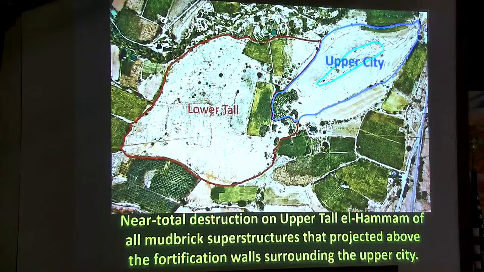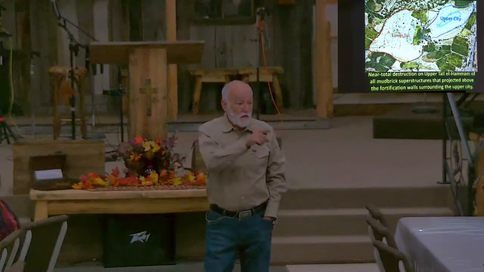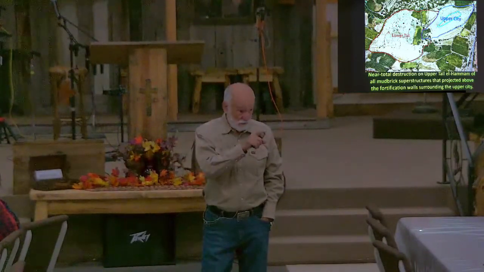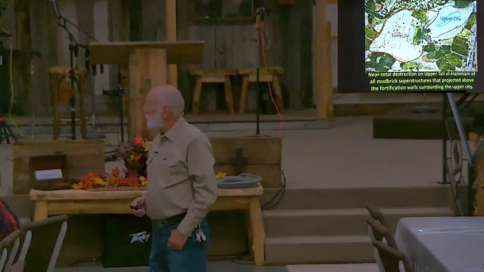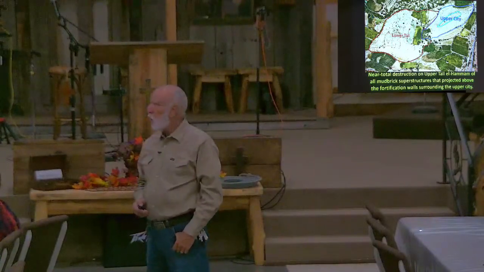Do you have a question? What would be the difference between this and a nuclear explosion? A lot. Let's start with radioactivity. And the other question I will answer, if I don't answer it, get me the question after, but I will answer it. Okay? So that's really the upper city. Everything that stood above that wall, gone.